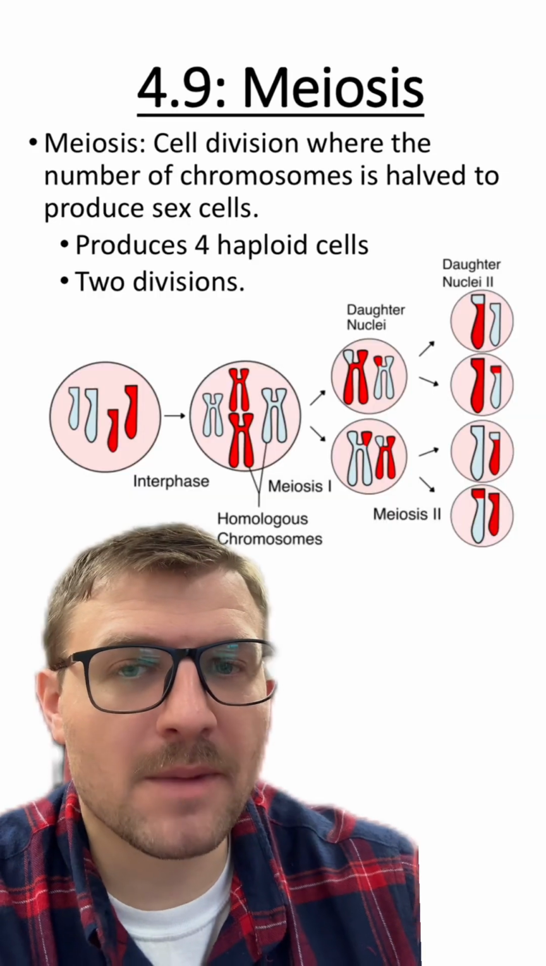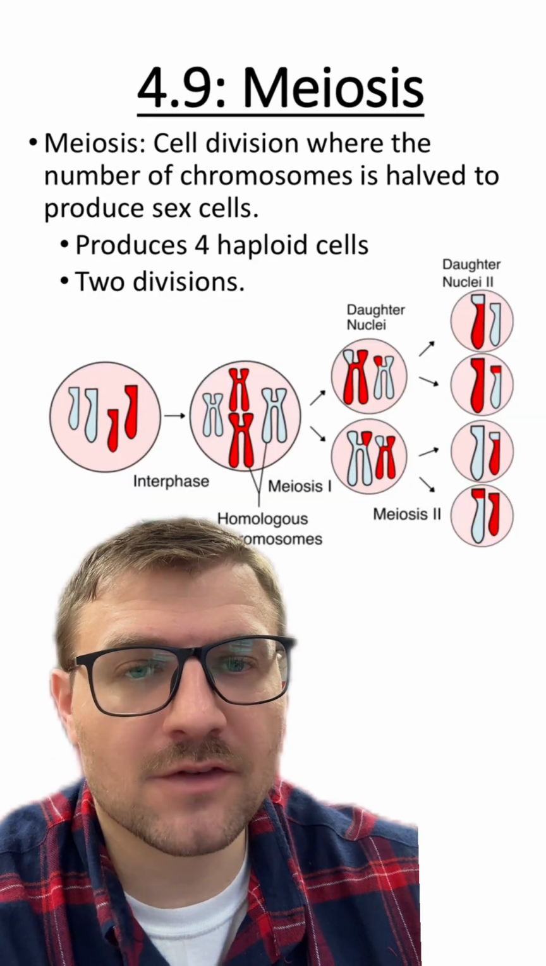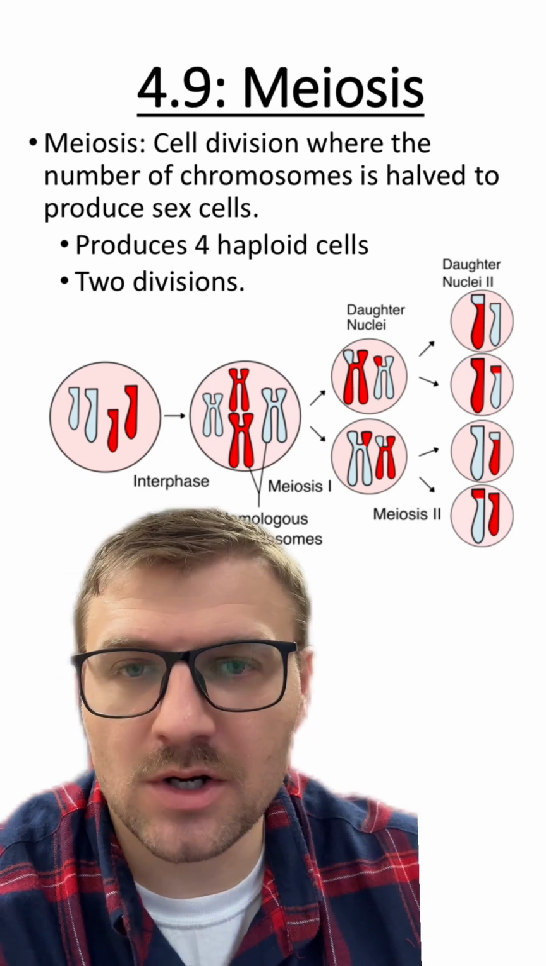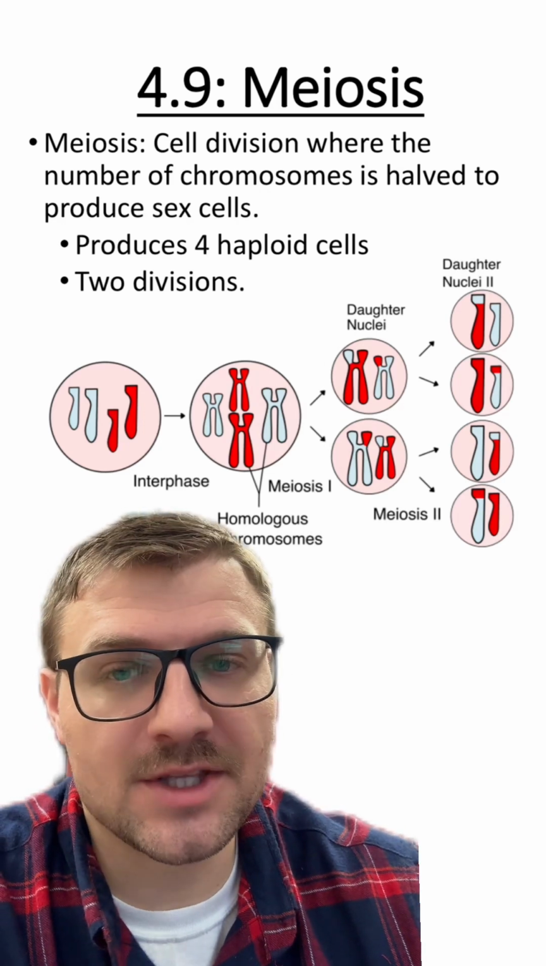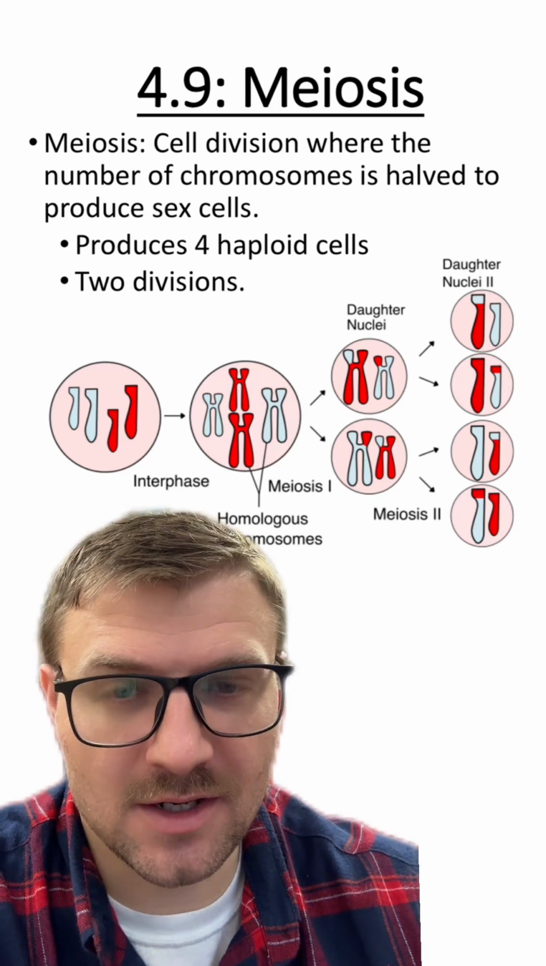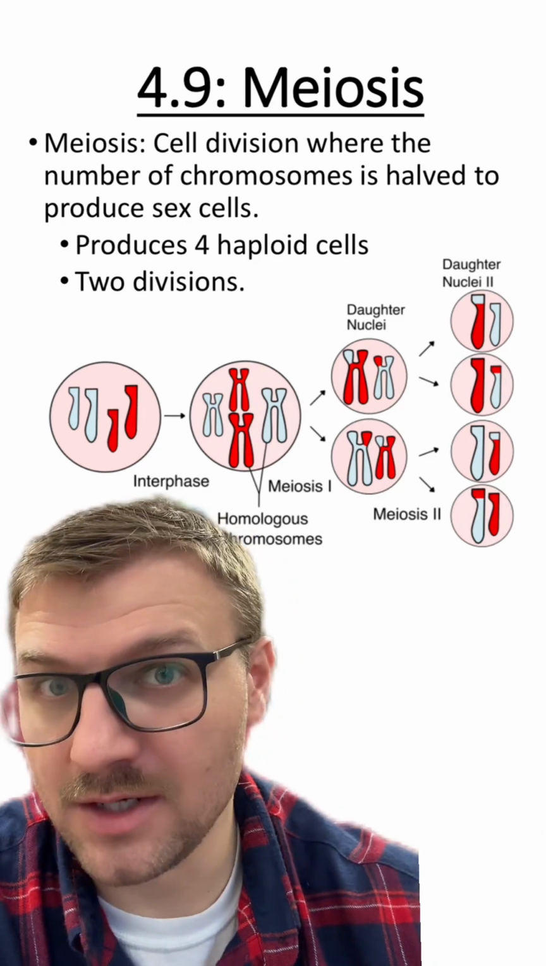So like I said before, meiosis is the cell division where the number of chromosomes is going to be halved in order to produce sex cells, or gametes. At the end, we produce 4 haploid cells through 2 rounds of division. These 2 rounds are called meiosis 1 and meiosis 2.